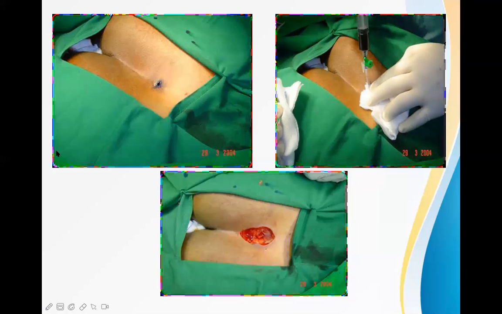Excellent. Look at the site here, the upper part of the buttock area. This area is very common for pilonidal sinus. So what they have done, they have excised the whole sinus tract. See this. So where is the sinus tract now? It is excised. This is the meaning.